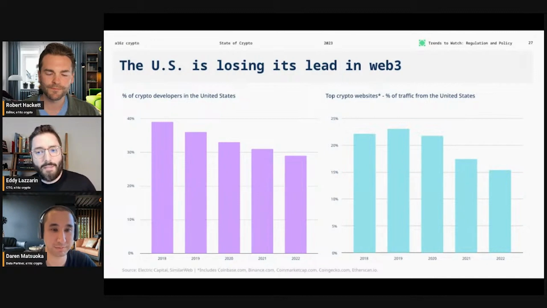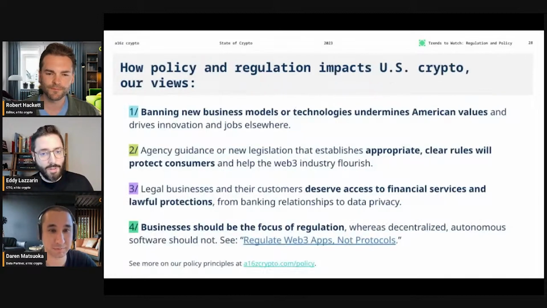But I think it's fair to say that there's a lot more that the US could do, in particular relating to policy and regulation of crypto, which is going to be critical in shaping the future of crypto in the US. Just a couple quick points, and these come from our policy team that spends a lot of time thinking about these things. Banning new business models and technologies is not the American way of handling technology, as far as I know, and probably something that we need to reconsider if that's really the path that we're headed down.